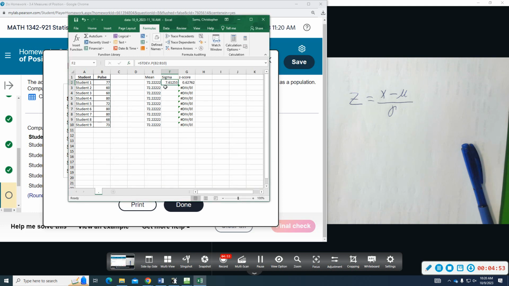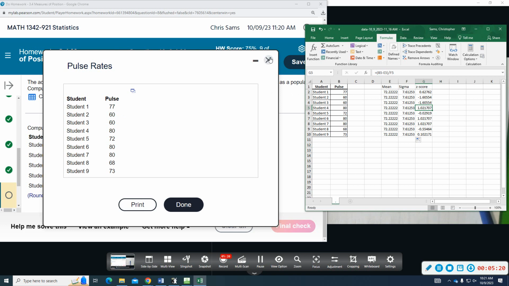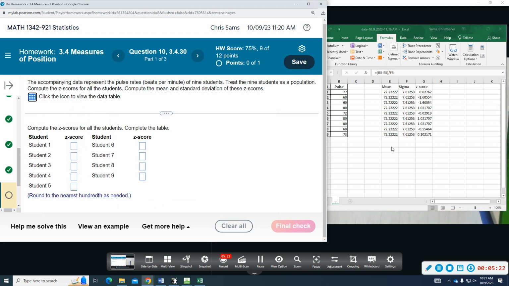Okay, so that gives me, I'm just going to type that number, 7.61 0.26125.3. So that's enough decimal places. Even though there's more, that'll be enough. So it computes all the z-scores for me at once. Everything looks good. Okay, so we're going to enter those here. We're going to round it to 2 decimal places.